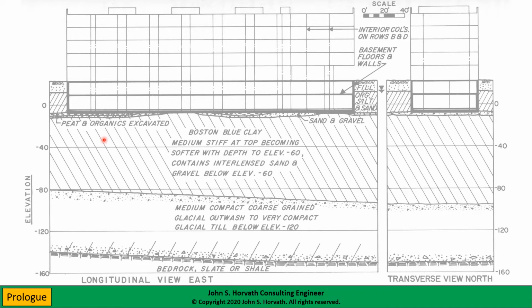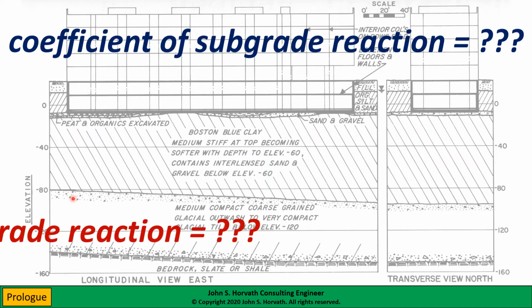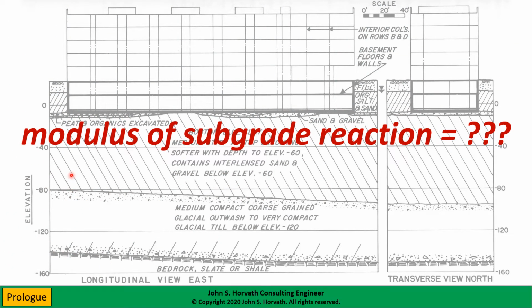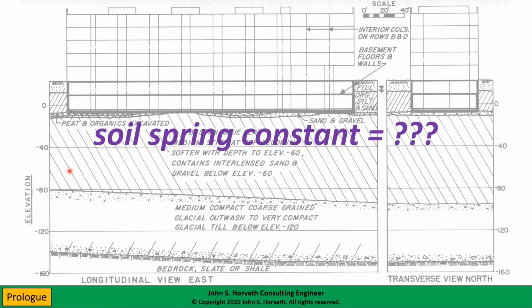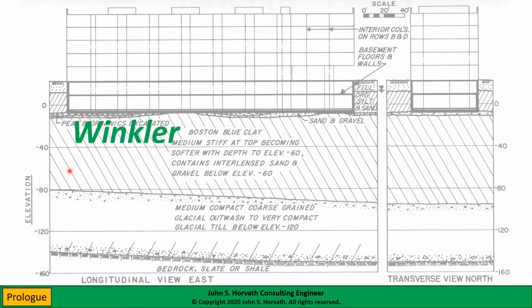And the question that comes up very quickly is, what is the coefficient of subgrade reaction? Or perhaps it was called the modulus of subgrade reaction, or subgrade reaction modulus. Soil spring constant. Perhaps it was called a K value, or something with the name Winkler in it. But as I've said, we've all been there.